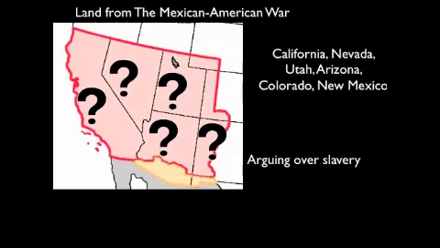Land from the Mexican-American War. The land from the war consisted of California, Nevada, Utah, most of Arizona, and part of Colorado and New Mexico. It was quite a bit of land, so there was a lot of arguing over what was going to be done with the land. Some people thought that slavery should be allowed in all of the states, and some thought that slavery should not be allowed in any of the states. This relates to justice because the government decided what to do with the land in the end.